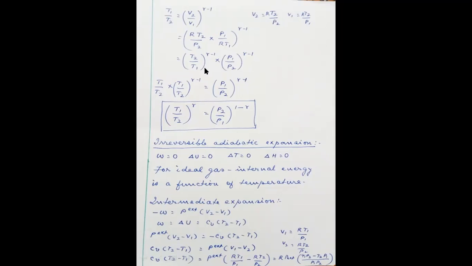So this can also be brought to the left hand side by inverting. So T1 goes up, T2 comes down. So it is a T1 by T2 multiplied by T1 by T2 whole power gamma minus 1. So when you multiply two factors like this, the power has to be added. So here it is T1 by T2 whole power 1, actually 1 is there, multiplied by T1 by T2 whole power gamma minus 1. So when you add 1 plus gamma minus 1, the minus 1 and plus 1 get cancelled off.